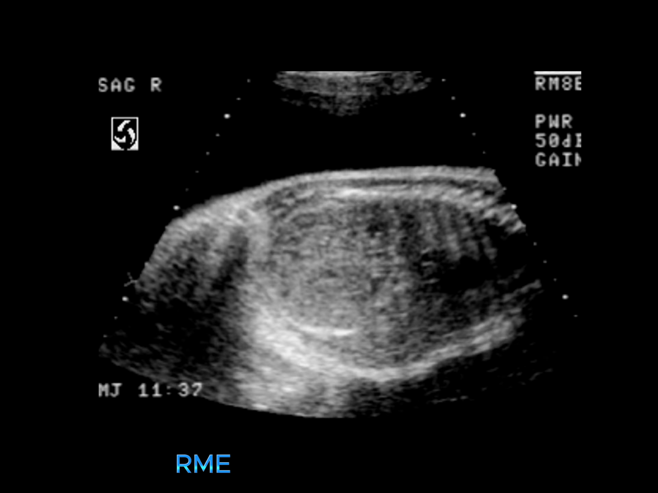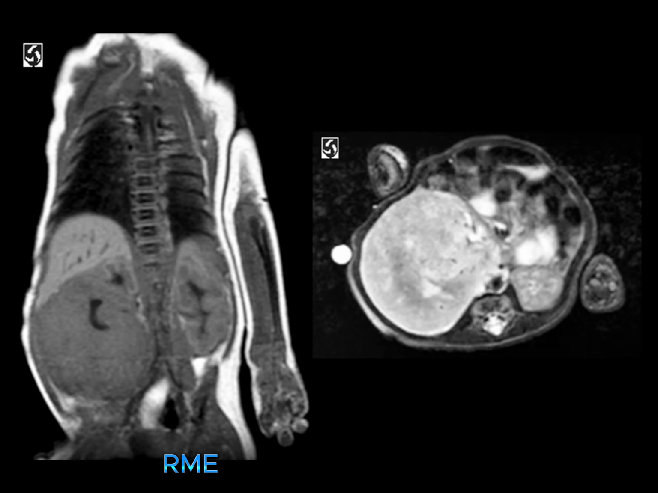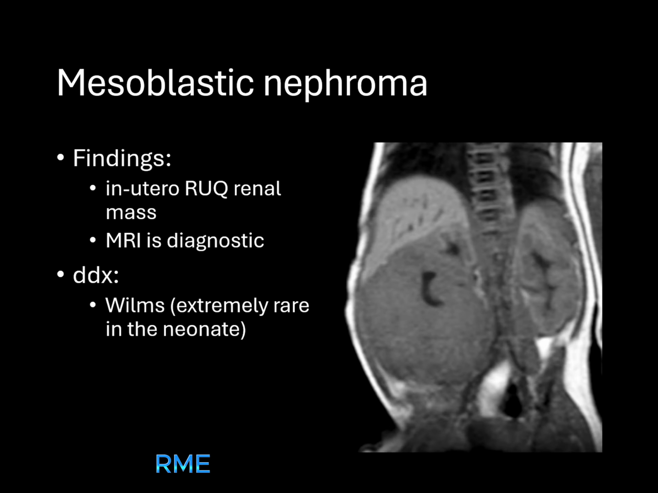What abnormalities do you notice in this image? This image shows an in utero renal mass located in the right upper quadrant, which is diagnostic of a mesoblastic nephroma. This is a benign renal tumor most commonly seen in neonates. Differential diagnosis includes Wilms tumor, although it is extremely rare in neonates.